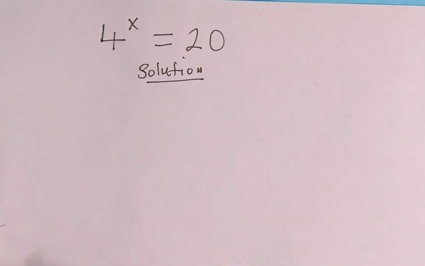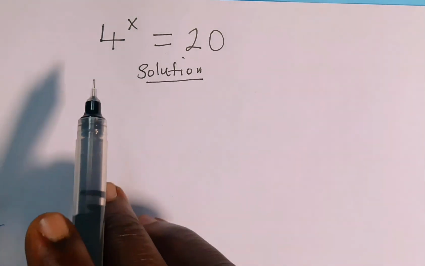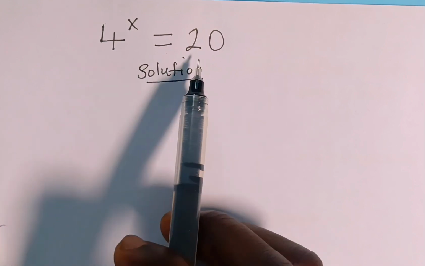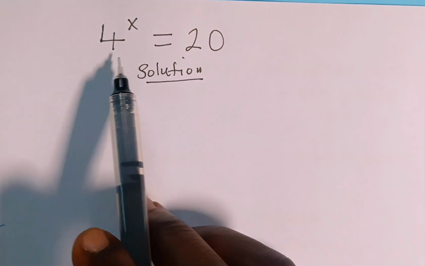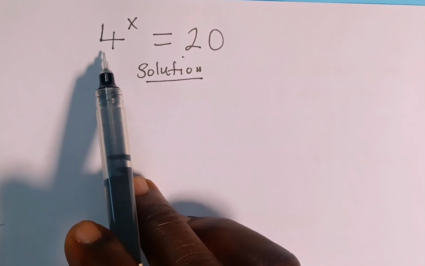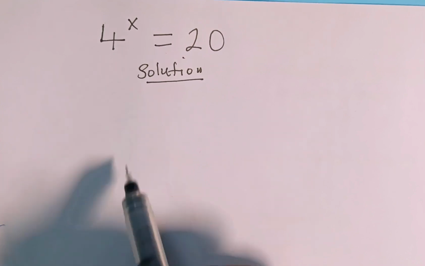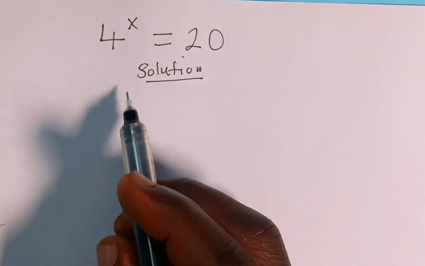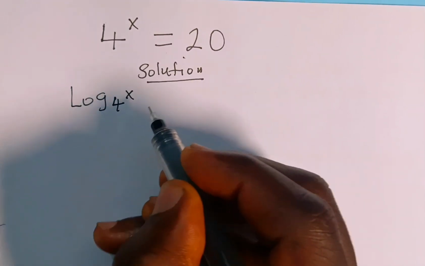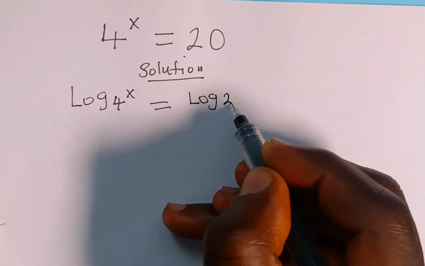So therefore, we're going to take the log of both sides. Since we cannot make the bases the same, we can take the log of both sides to base 10, or we can take the logarithm of both sides to base 4, which is the base on the left hand side. But in this video, we're going to take the log of both sides to base 10. So we take the log of the left hand side, we have log of 4 to the power of x to the base of 10, which is the same as log of 20.